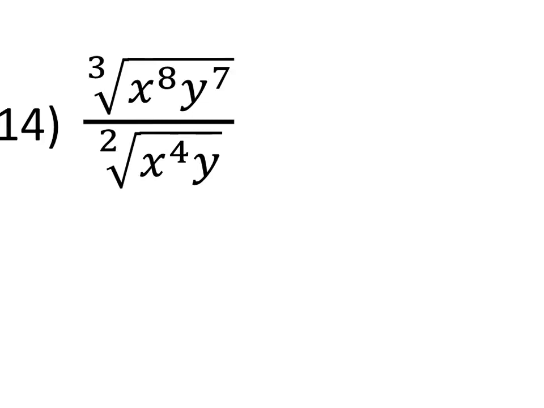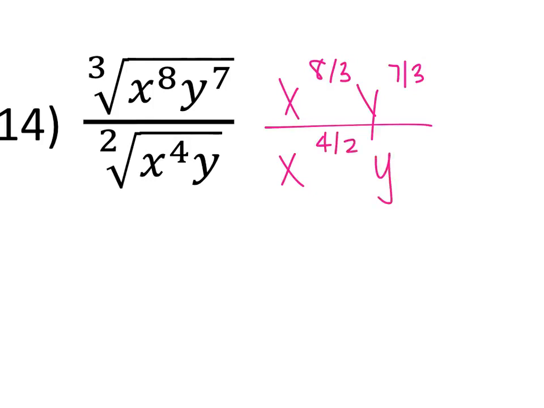If they're different, you need to write them as exponents first. Because when we see them as exponents, then we can apply our exponent rules to that instead of having to do anything else. So I'm going to rewrite this problem as x to the 8 over 3, y to the 7 over 3, because we write roots as the denominators in our fractional exponents, our rational exponents. And then x to the 4 over 2, y to the 1/2.